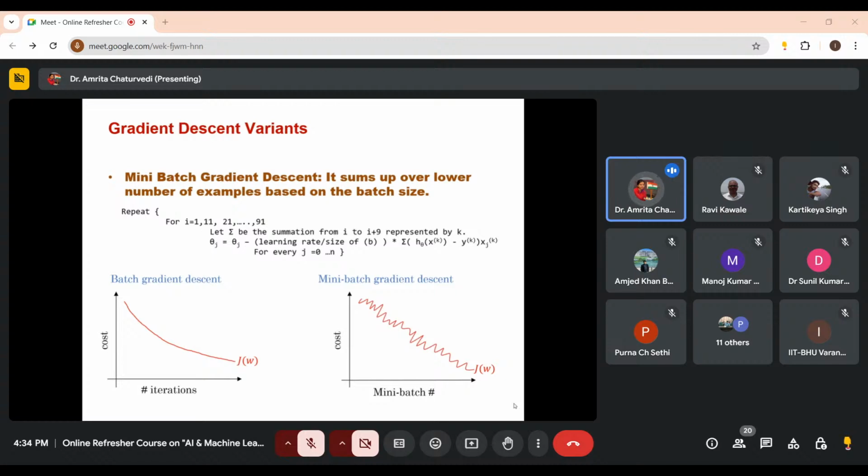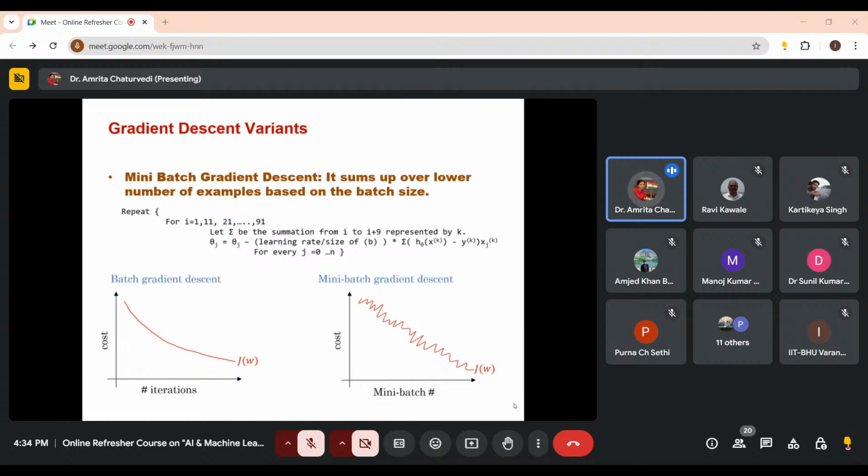So naturally, the second iteration will start from 11 and sum up till 20. So batches of 10 have been created. And let the summation from i to i plus 9 be represented by k. And again, you have simply taken the first order differential of the cost function. So theta j is equal to theta j minus learning rate upon size of b, where size of b here is 10 that you have taken, that is the batch size, into summation h theta xk minus yk into xjk for every j equal to theta to n.